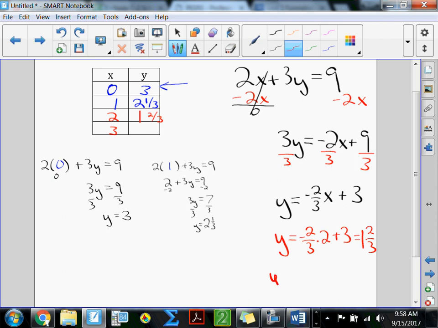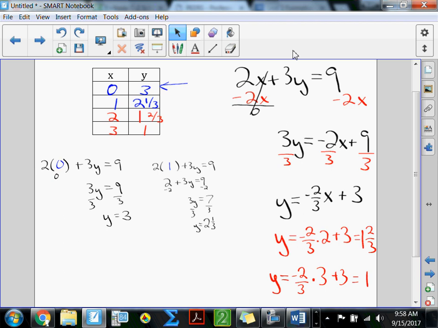And if I did it with the last number, y equals negative 2/3 times 3 plus 3, gives me negative 2 plus 3, which is 1. And now I have a whole bunch of solutions. So I'm finished with that one.